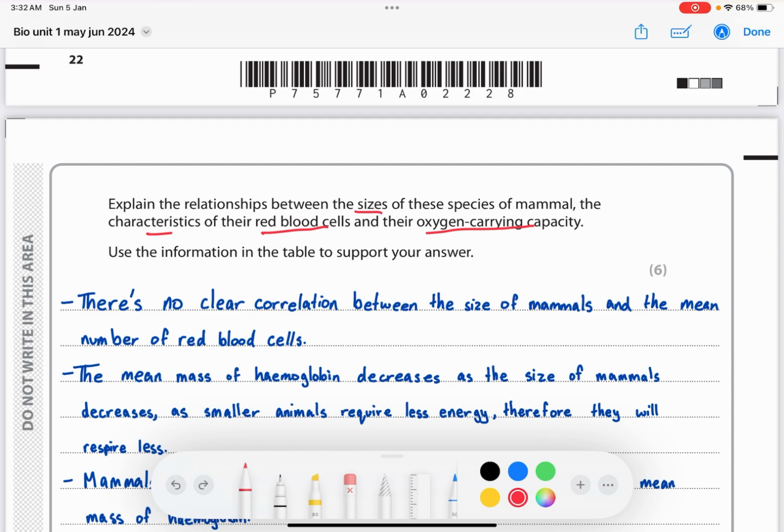Well, it didn't ask us for our own knowledge, but it's always really good to add stuff from your own knowledge. Try to join the information given to you from the table with your own knowledge. So the first point I have here is there is no clear correlation between the size of mammals and the mean number of red blood cells. Let's go check that out now.